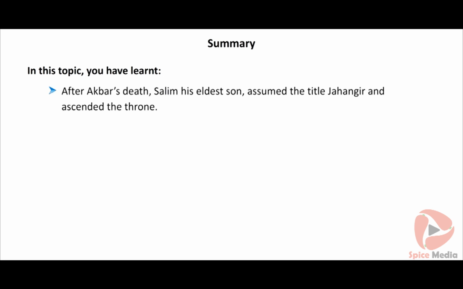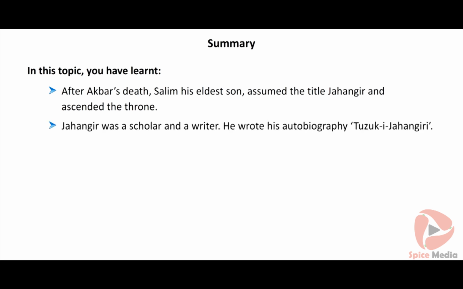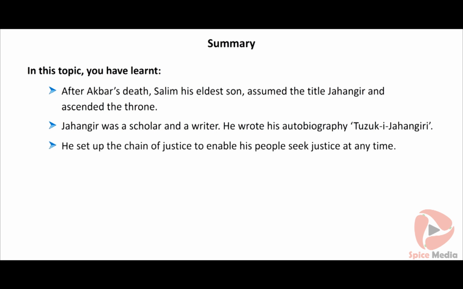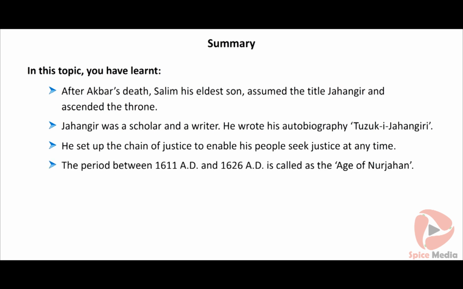In this topic, you have learnt, after Akbar's death, Salim, his eldest son, assumed the title Jahangir and ascended the throne. Jahangir was a scholar and a writer. He wrote his autobiography, Tuzuk-e-Jahangiri. He set up the chain of justice to enable his people to seek justice at any time. The period between 1611 AD and 1626 AD is called the Age of Nurjahan. Jahangir was a generous and kind ruler.